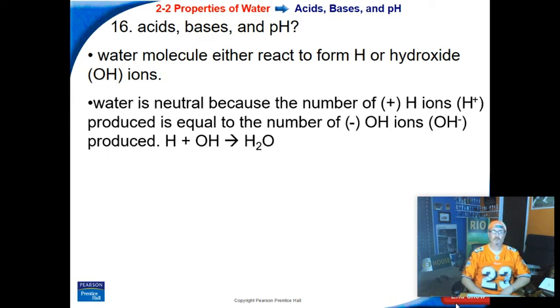Okay, water is neutral because the number of positive hydrogen ions produced is equal to the number of negative hydroxide ions. Like I said, H plus OH goes to water. And of course, that's a chemical reaction. And we're going to talk more about chemical reactions in section 2-4 when we start talking about enzymes.